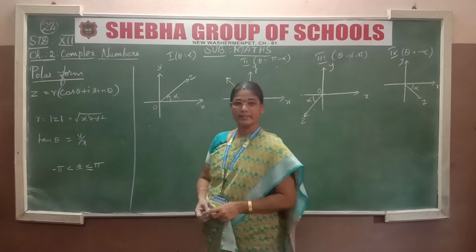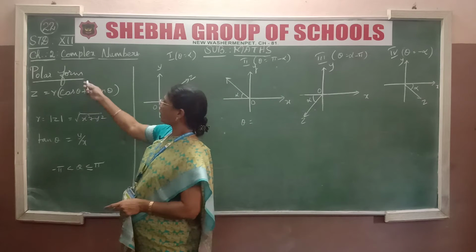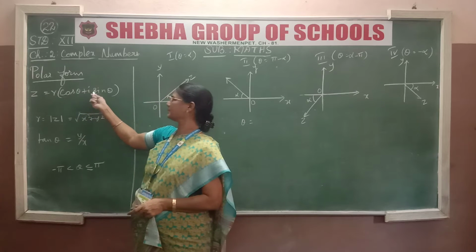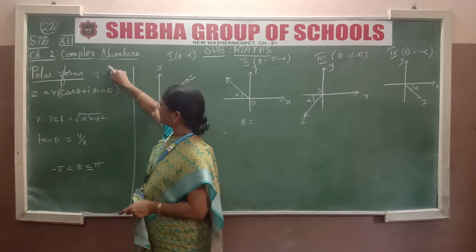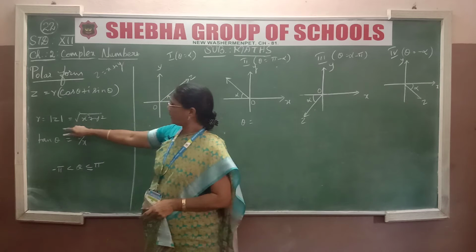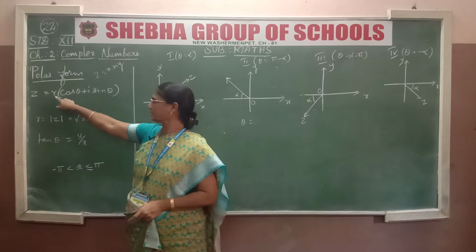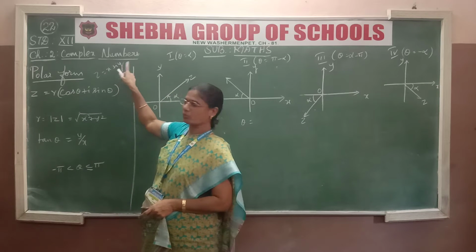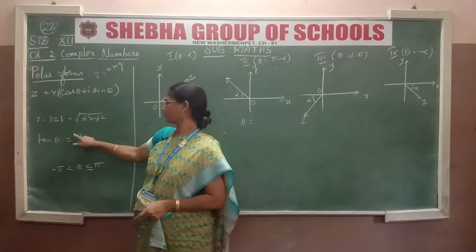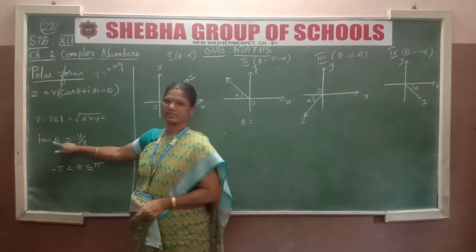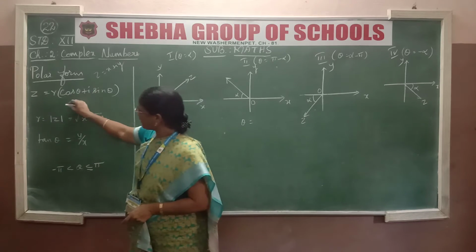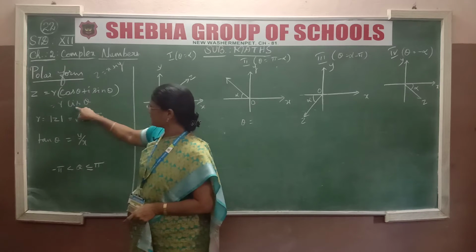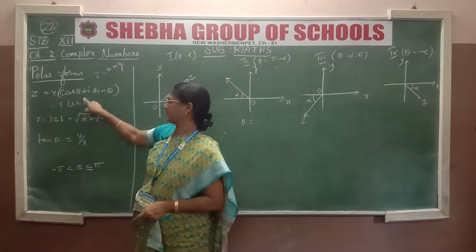Next we go for a new heading, polar form. In polar form, the complex number is denoted by z equal to r into cos theta plus i sin theta. Here z is x plus iy and r equal to mod z. Here r is the modulus of z and this is equal to square root of x square plus y square, and tan theta equal to y by x. From this we have to find theta, and for convenience we write this as r cis theta. Cis theta means cos theta plus i sin theta.